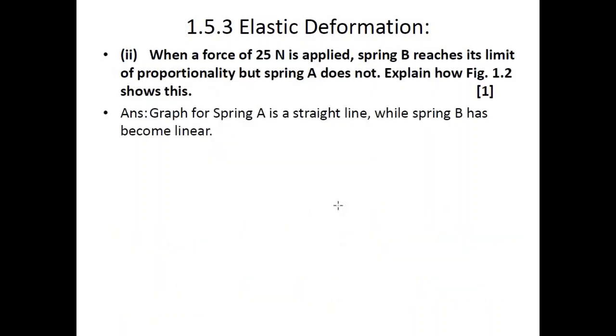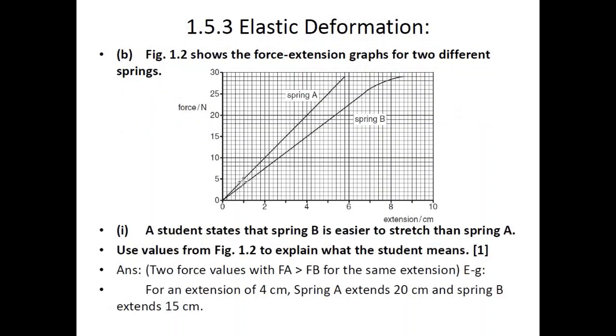When a force of 25 Newton is applied, spring B reaches its limit of proportionality, but spring A does not. Explain how figure 1.2 shows this. The graph for spring A is a straight line. There is no bend, there is no non-linear shape at the 25 Newton mark, whereas right after it, the graph for spring B becomes non-linear. It is showing a little curve, a little bend.